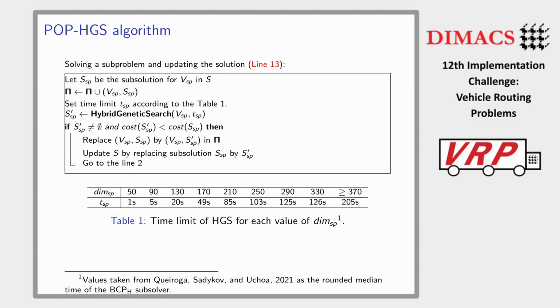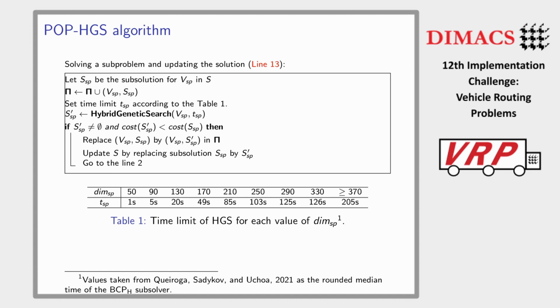a block of instructions where we get the current sub-solution associated with the sub-problem VSP. We store the current sub-problem in the set of already explored sub-problems, and we define the time limit for the HGS according to Table 1. These values were taken from the paper in Queiroga et al. 2021, where we define the time limit as the rounded median time of the BCPH subsolver. That is, we gave the same time of BCP to HGS to try to solve the sub-problem.